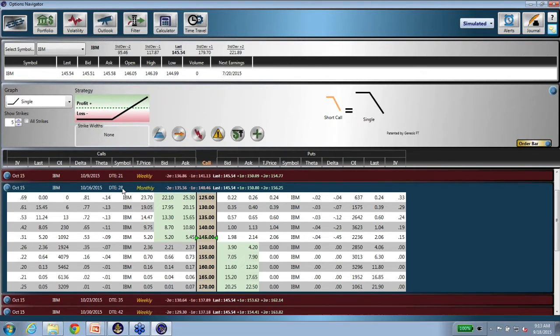Interest rates are important, although they're not as important unless you're looking further out in time for your expiration. Dividends: if there's a dividend coming up and the price of the stock is going to drop by the amount of the dividend, you might see that reflected in your options pricing, or you should. And then implied volatility, which is also one of my favorite things to look at. And you can see we have the Greeks here that are most important to me, which is the delta and the theta.